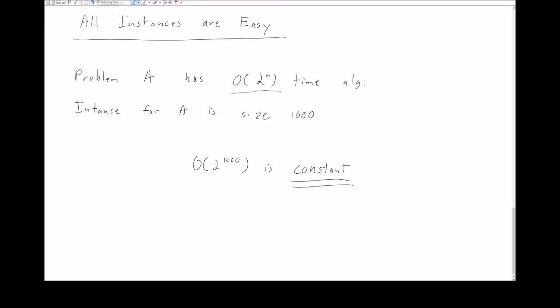If we focus on just a particular instance, just one instance that has size 1000, then our algorithm runs in order 2 to the 1000 time. And 2 to the 1000, however large it actually is, is really just a constant as a function of n. So this is technically polynomial time. This is sort of just a hack. In reality, if we focus on a particular instance, that doesn't mean that instance magically becomes easy. The hardness of the instance is really just as hard as before. This is just a technical glitch in our definitions.